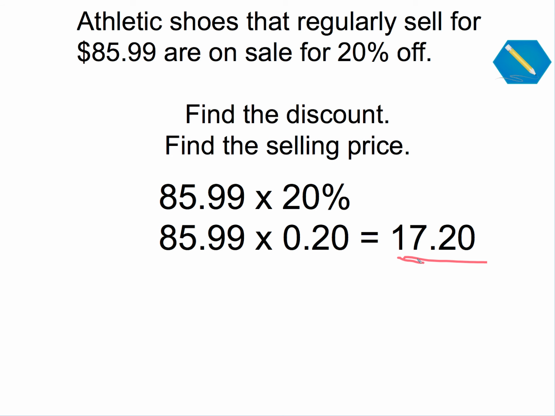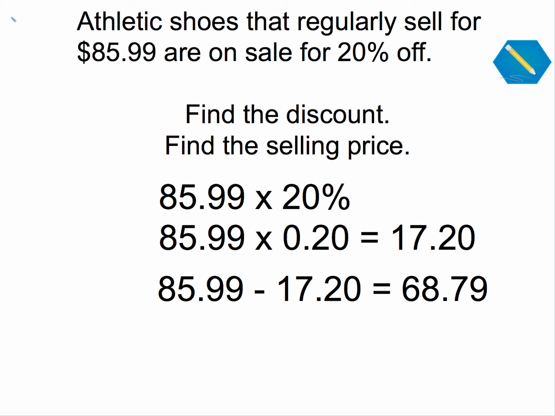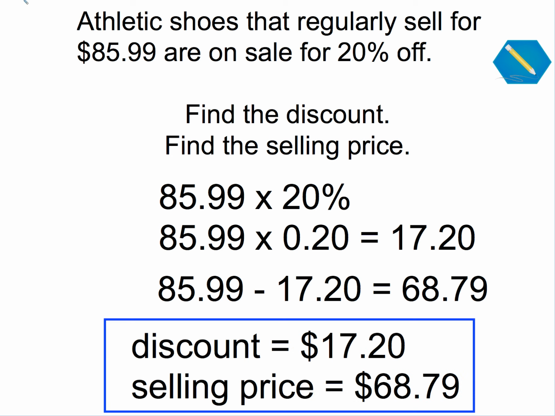So in order to figure out how much you pay for it, since it was a discount, we need to now subtract $85.99 minus $17.20. And we get $68.79. Therefore, the discount is $17.20 and the selling price is $68.79. Make sure you put that dollar sign in your final answer. And that's it for today.